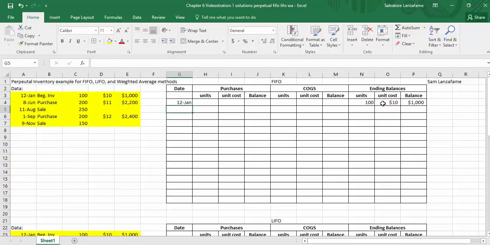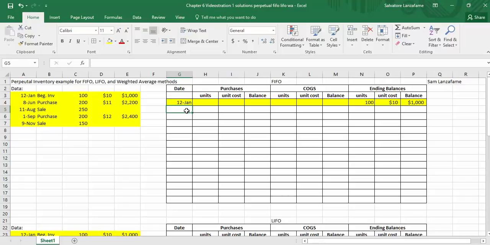Now, I highly recommend when you are doing this technique, whether it's FIFO, LIFO, or weighted average, when you're using perpetual and you're using this grid, that you color coordinate your transactions. In other words, for every date, create a color or alternate colors. It'll just help you to read this a lot clearer. By the time you get done with this, it can look a little confusing. So if you color coordinate it, it won't look confusing at all. So I highly recommend that you use colors, and you can just follow along with what I'm doing. It doesn't matter what colors you use.